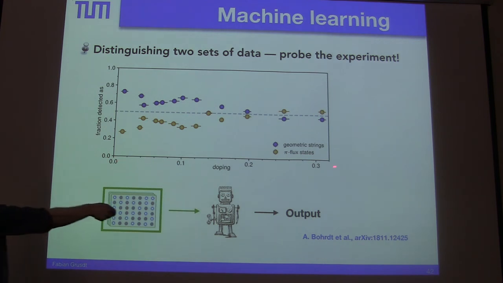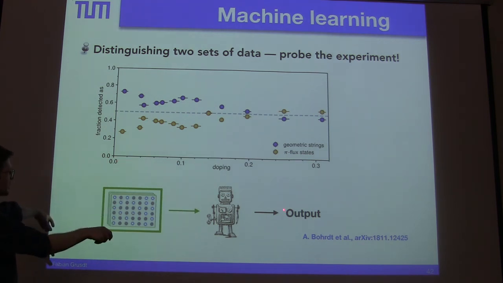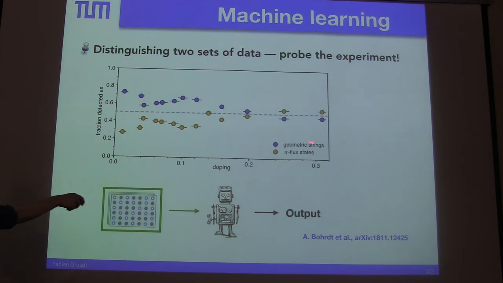So I'm plotting here the doping. You always take the experiment, ask where it goes. And the blue one is the probability to go into this string data. And you can see it does like this. And the other one is the pi flux. And of course, one of them is the other one mirror symmetric with respect to this line. And what you can see is up to something like maybe 12% doping, I would say it clearly favors the string approach.